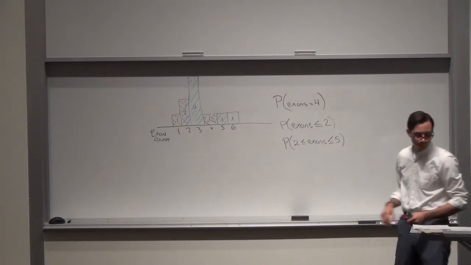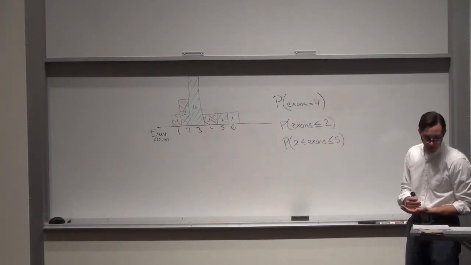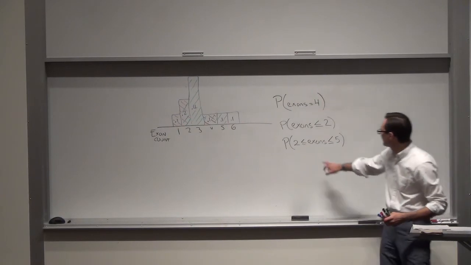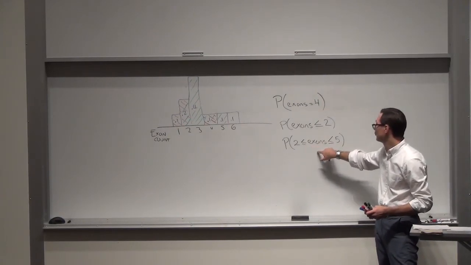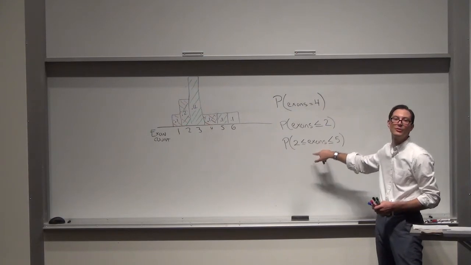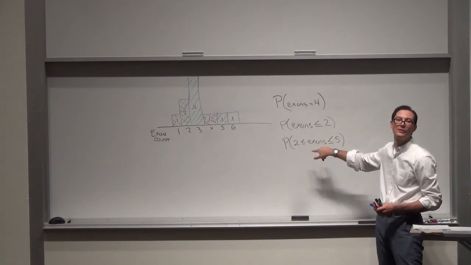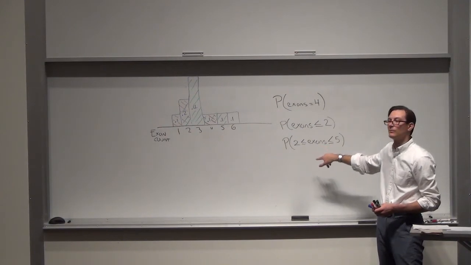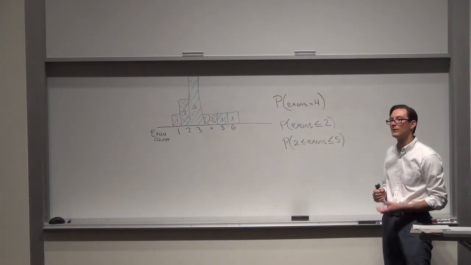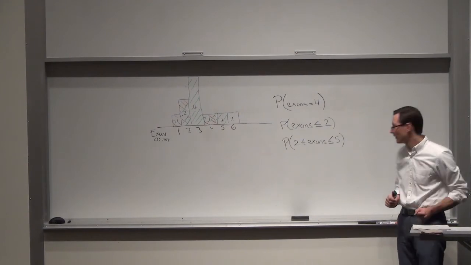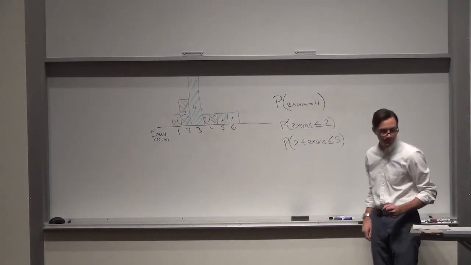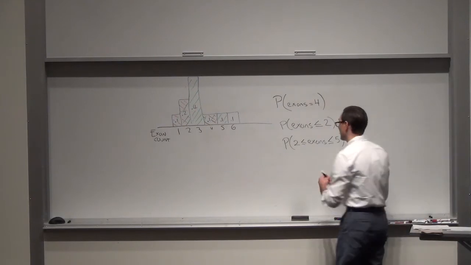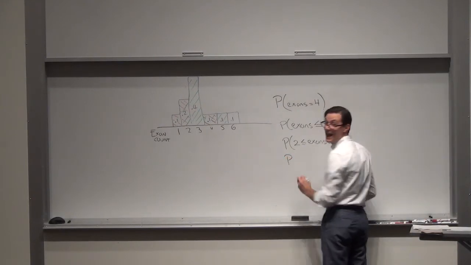Okay, so what does it actually mean to say the probability is between 2 and 5? Can we break that down into simpler statements? Greater than or equal to 2, and less than or equal to 5. There you go. So this is equivalent to saying something with an and.